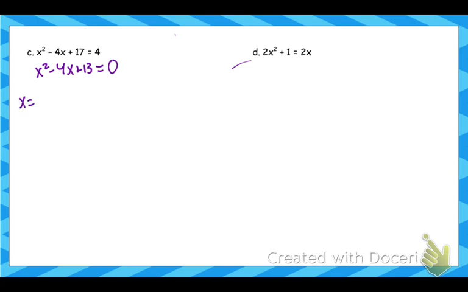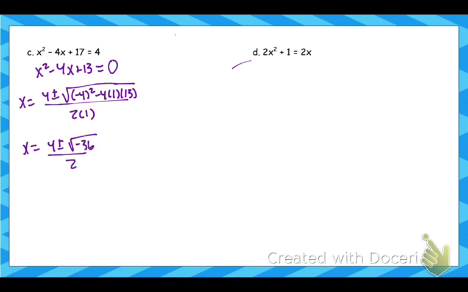So I get x equals negative b plus or minus the square root of b squared minus 4ac all over 2a. So that gives me 4 plus or minus the square root of 16 minus 4 times 13, which is 52. That's going to be a negative 36. And then again, complex numbers. Now don't simplify this yet. Simplify your square root first. That's going to be 6i. Both of those numbers are divisible by 2, so that becomes 2 plus or minus 3i.